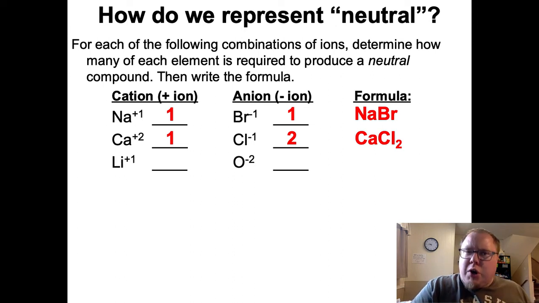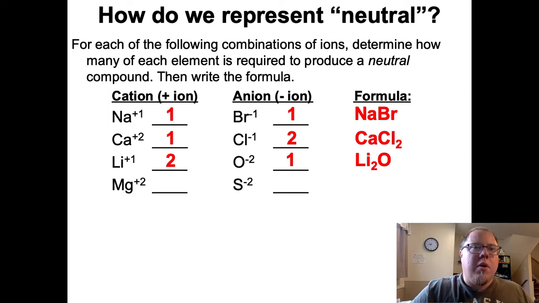Lithium with a +1 charge and oxygen with a -2 charge. Again, not equal. So which one do I have more of in this case? I'm going to have more of the lithium with a positive 1. So a positive 1 lithium and another positive 1 lithium to cancel out the negative 2 of the oxygen. So this would be a 2-to-1 ratio. Formula would be Li2O. All right? Li2O, 2 of the lithiums.